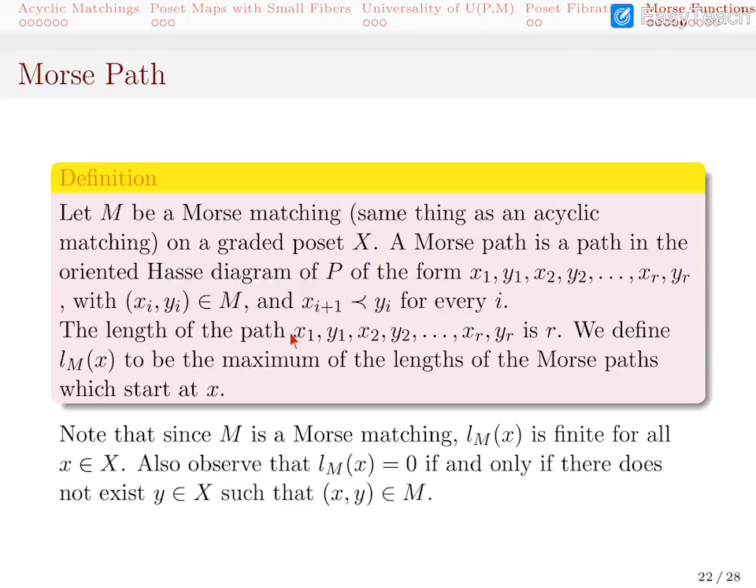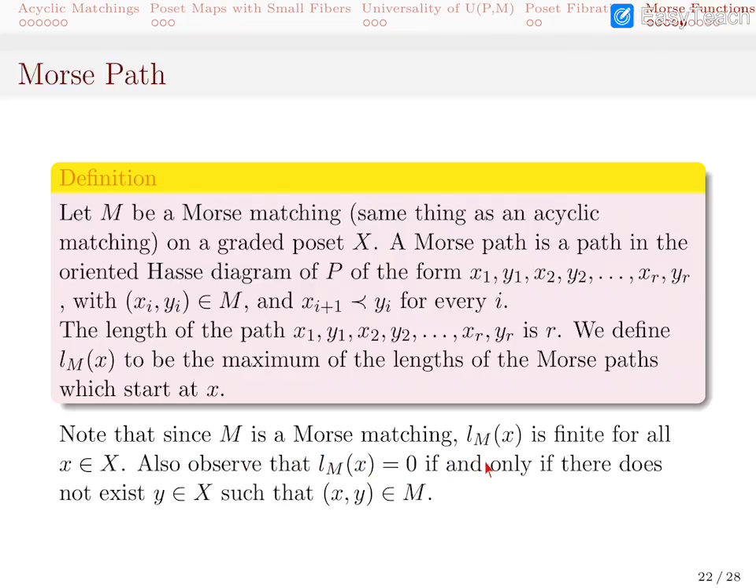Now we define the length of this path x_1 y_1 up to x_r y_r to be r, and we define l_M(x) to be the maximum of the lengths of the Morse paths which start at x. Now note that since M is a Morse matching, l_M(x) is finite for all x. Because M is an acyclic matching, it is finite, because if it were not acyclic, that is if there were a cycle, then you could loop around it infinitely many times and l_M(x) would be infinity.